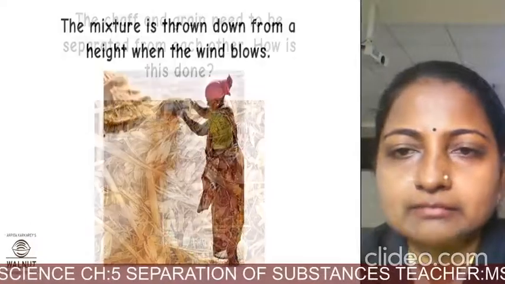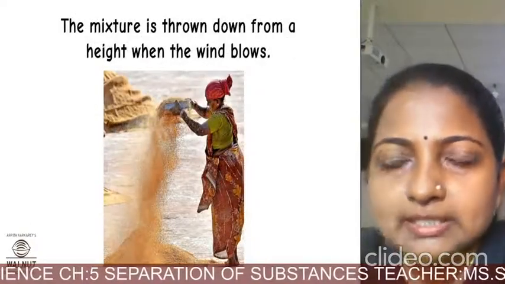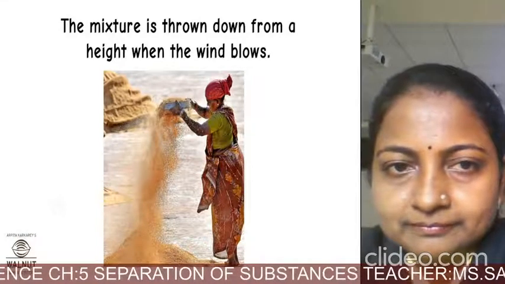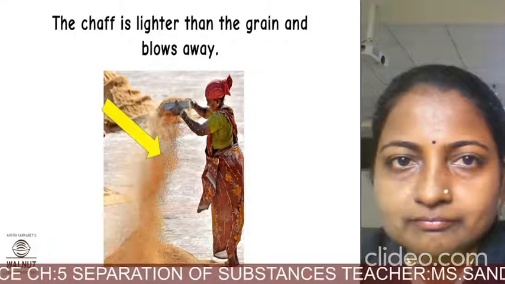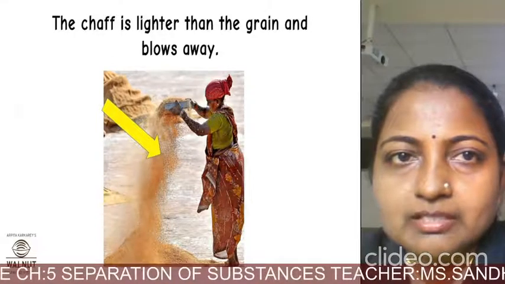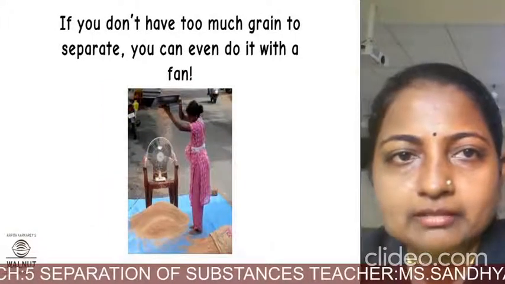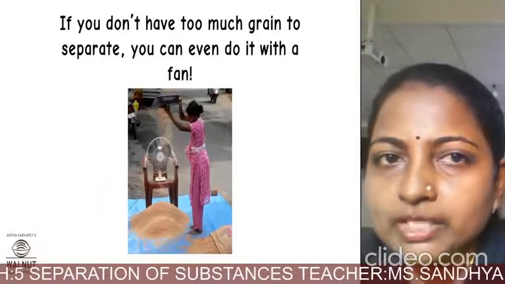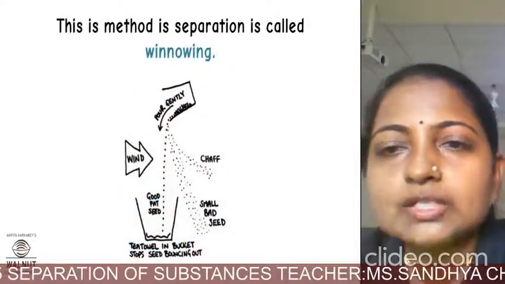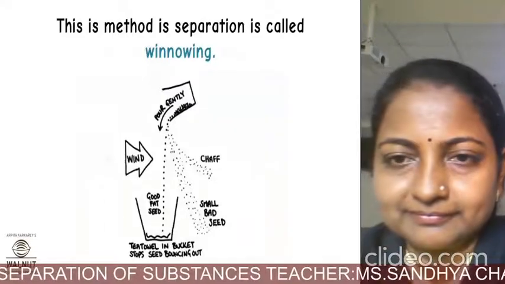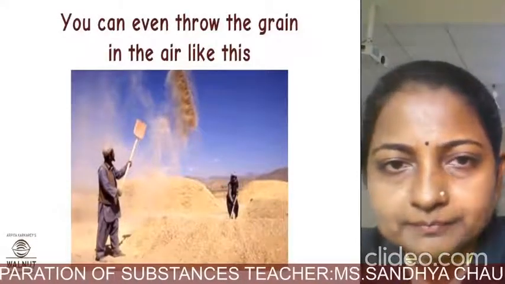How is this done? The mixture is thrown down from a height when the wind blows. The chaff is lighter than the grain, so it is blown away with the help of wind. If you don't have too much grain to separate, you can even do it with a fan. This method of separation is called winnowing. You can even throw the grains in the air like this.